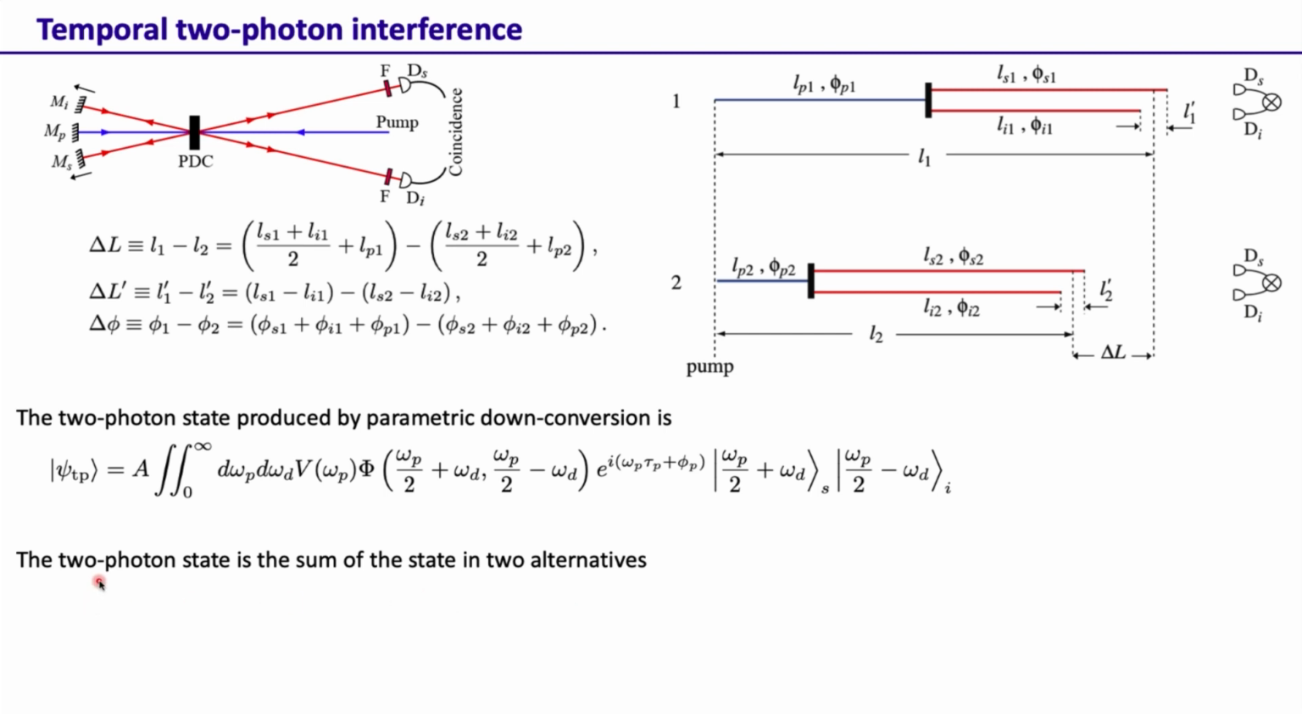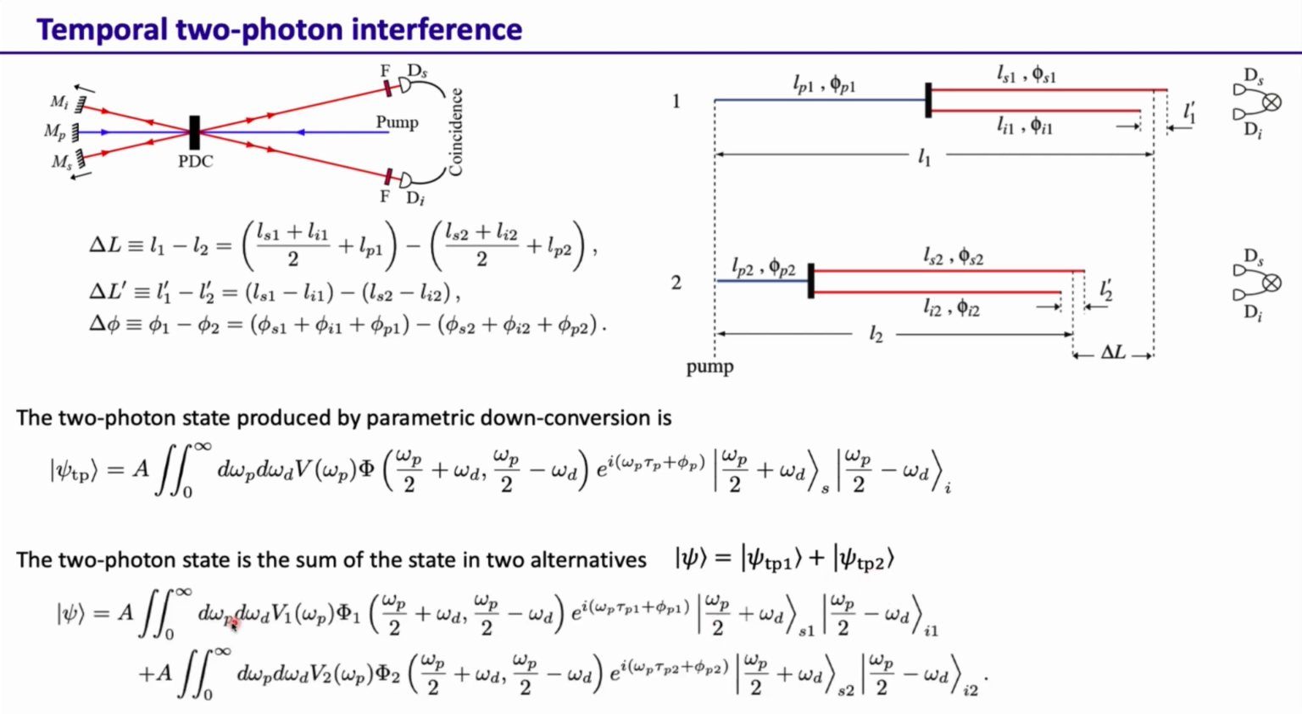So if there are two alternative ways in which the down conversion can happen, here we saw that the forward pass and backward pass are the two alternative ways. So when there are two alternative ways, then the total two-photon state produced by PDC is the sum of the two-photon states produced in the two separate alternatives. For example, psi TP1 is the two-photon state produced in the forward pass, psi TP2 is the two-photon state produced in the backward pass. So the total two-photon state we can write like this.